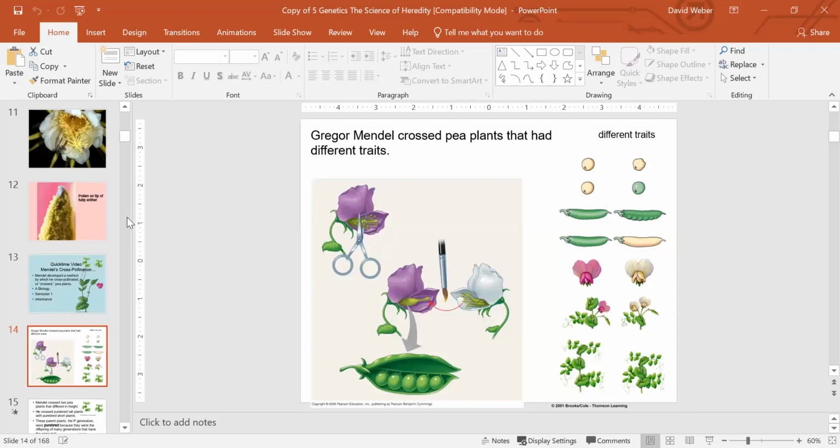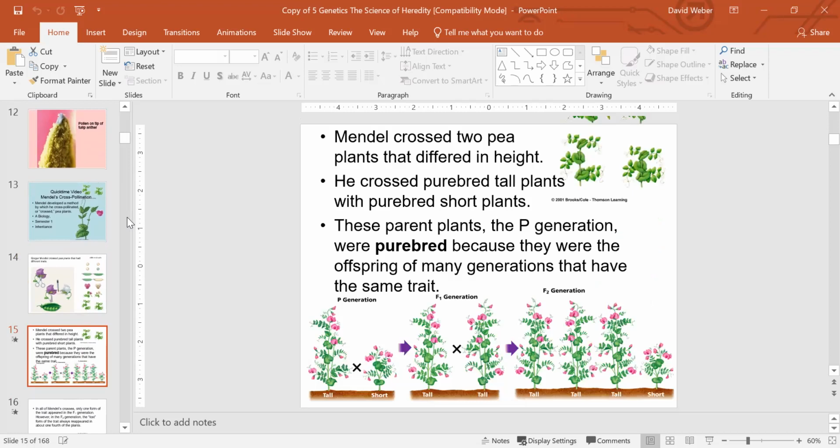So here's what Mendel did. You don't need to write this one down, you just need to pay attention. He cut the stamens off the purple one, and then he took the white pollen and fertilized the purple, and it yielded the peas. Then he planted those. He noticed that some of these plants were tall and short, some had purple flowers, some had white flowers, some had multiple flowers. So he realized, that's interesting.